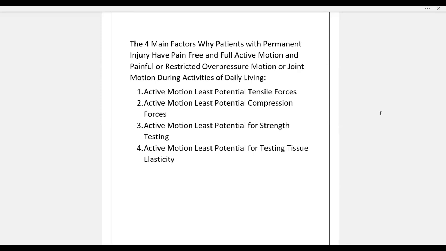What does that mean? The likelihood of the patient feeling something is less in active range of motion. Why? Because there's not as much compressive or tensile forces. That's why they won't have as much strength weakness or as much mobility issue in the active range of motion category.